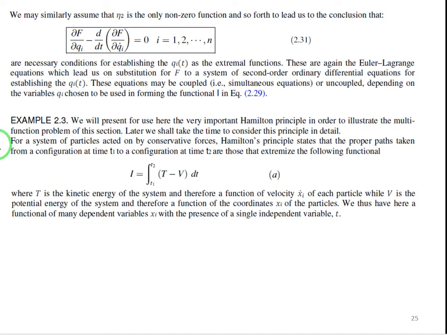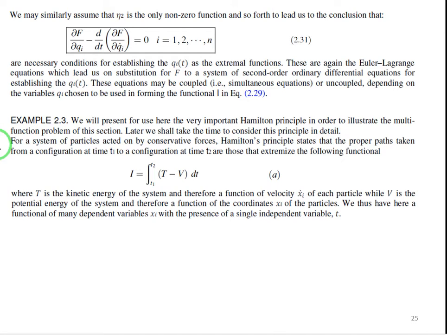In this example, we are going to use Hamilton principle in order to find equations of motion of an n rigid body motion problem. We will speak about Hamilton principle in detail in our next chapter. But here we only introduce this principle, and we only use it in order to find equations of motion.